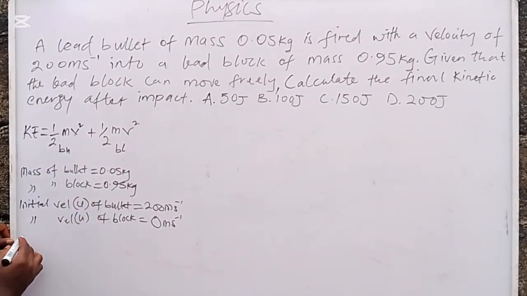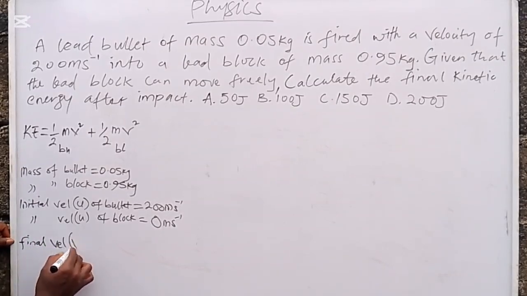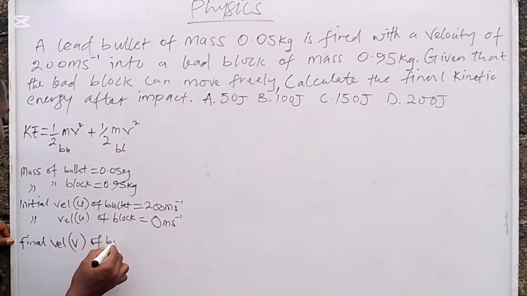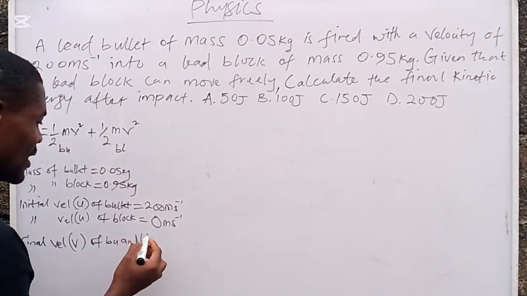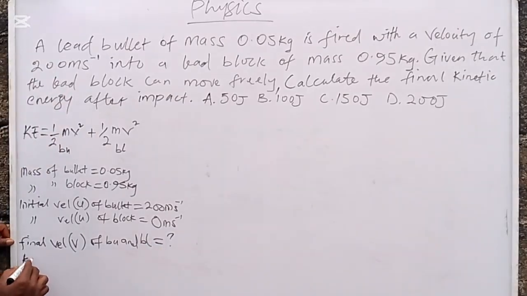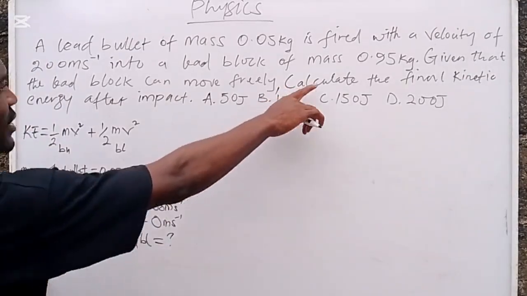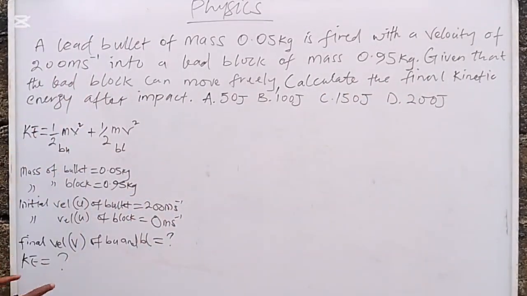We're going to have two unknowns. The first unknown is the final velocity, v, the final velocity of bullet and block after impact. The final kinetic energy is also unknown. This is the actual one we are asked to calculate: calculate the final kinetic energy after impact. That's what we are asked to calculate.